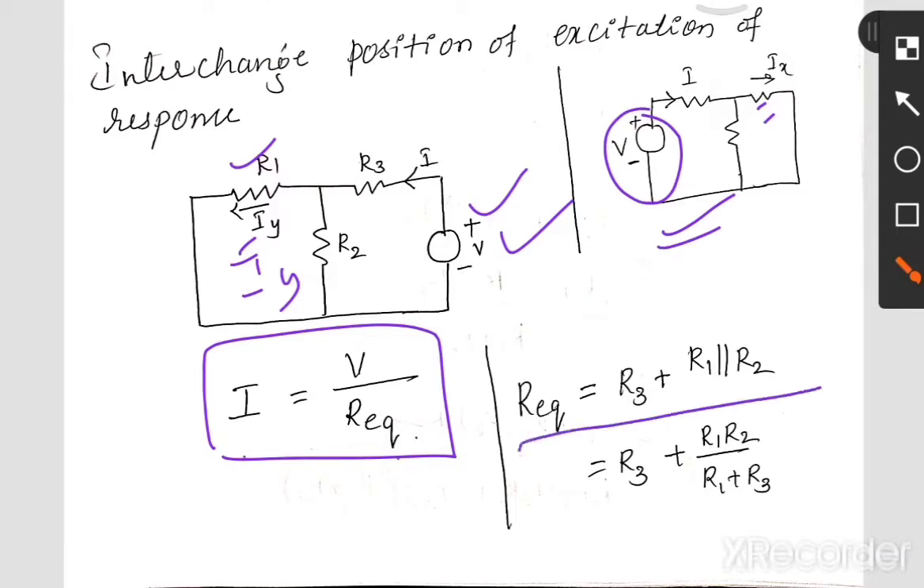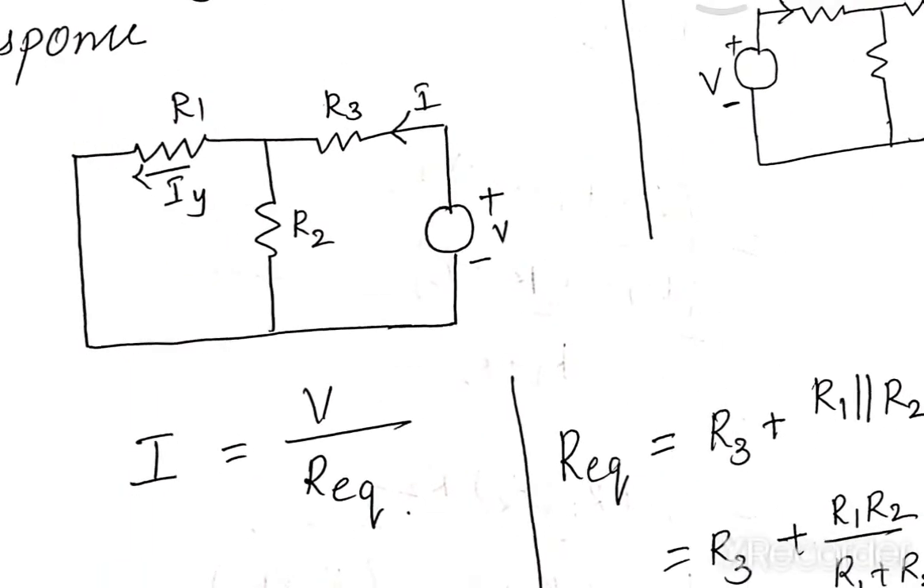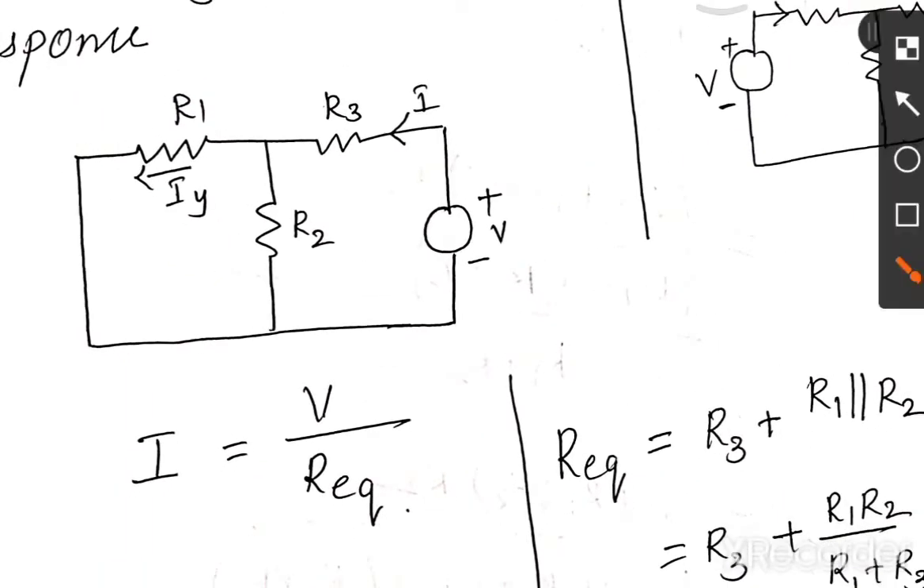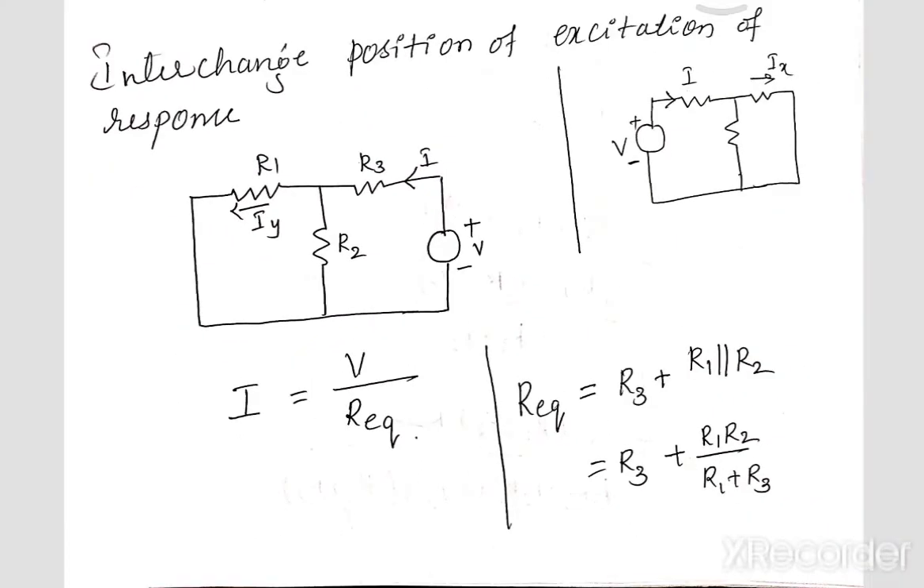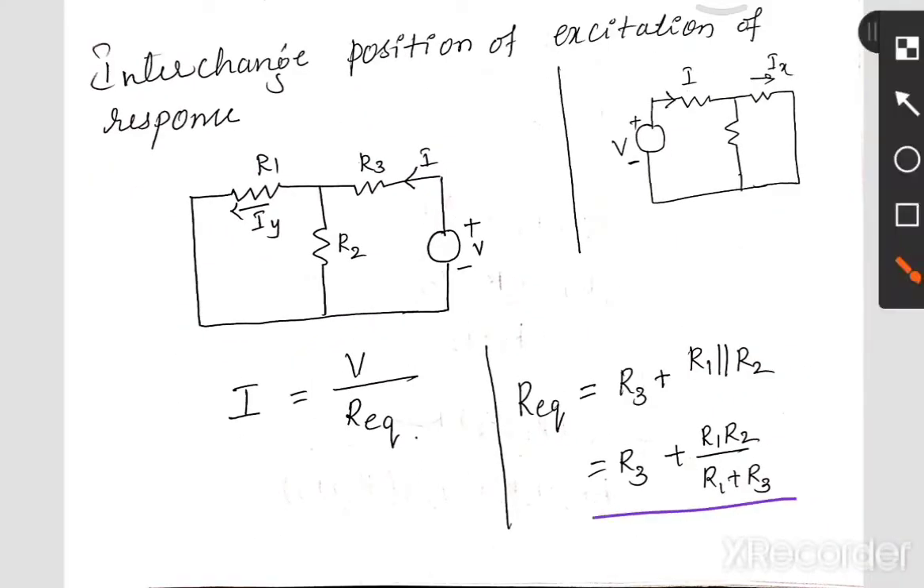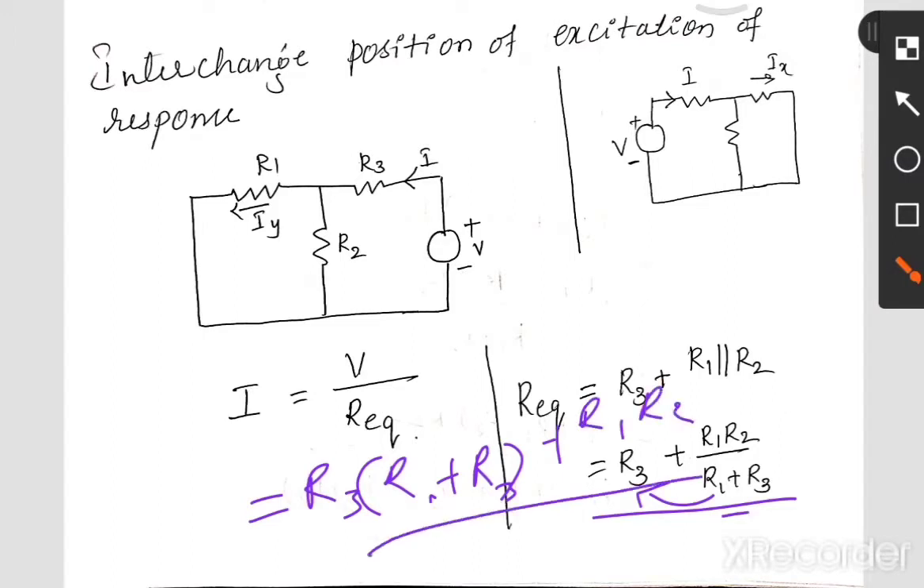Here, R equivalent you can get by going through R3 resistance, which will be in series with this combination, that is R1 parallel with R2. Simplify that, you can place it like this. Here also you can simplify it by taking the LCM of these two factors, that is R3 into (R1 plus R2), plus R1 R2, divided by R1 plus R2.